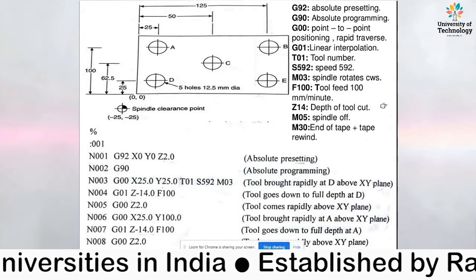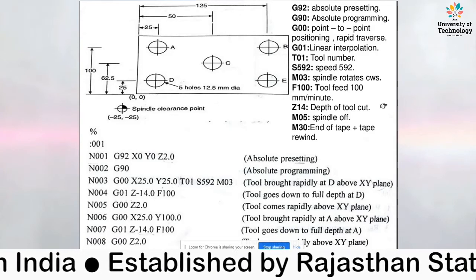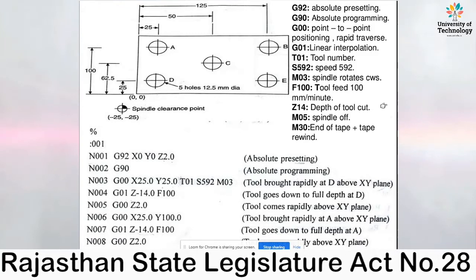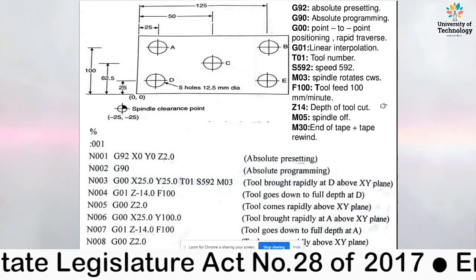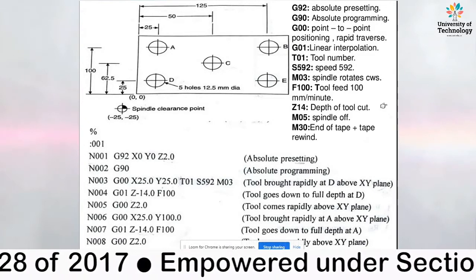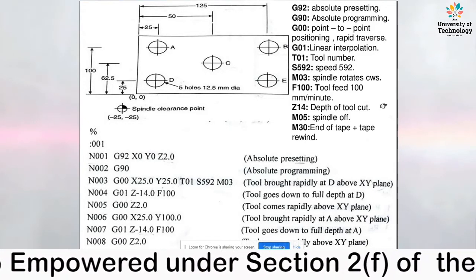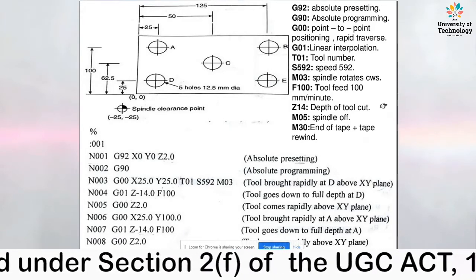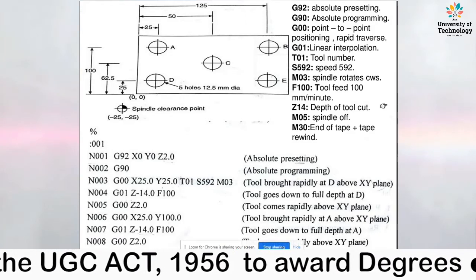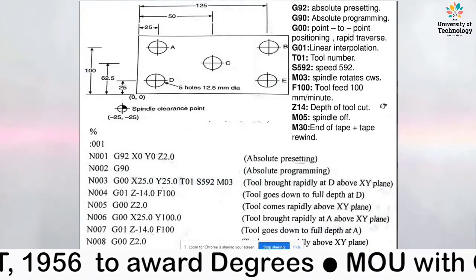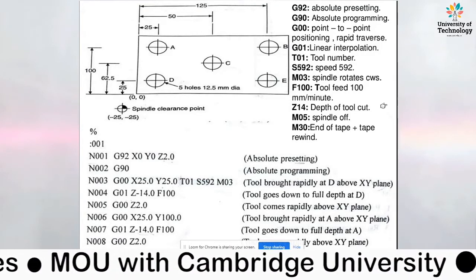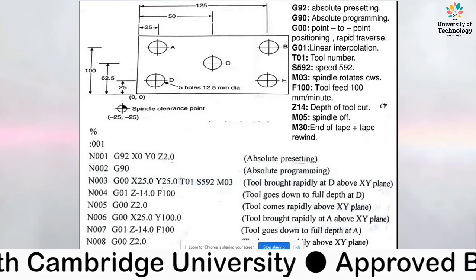For the hole, capital F100 denotes the feed rate. On line N005, G00, again point to point motion, and Z2 above the workpiece. The tool comes rapidly above the XY plane. N006, G00, X25 and Y100. The tool is brought rapidly to A above the XY plane.